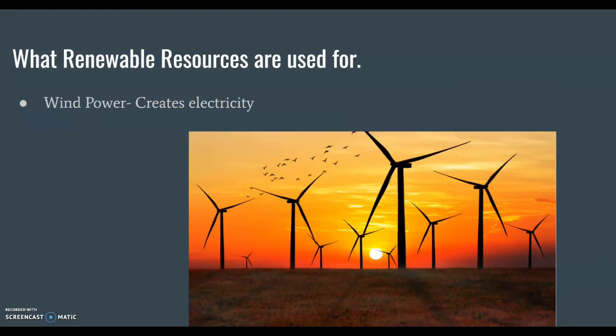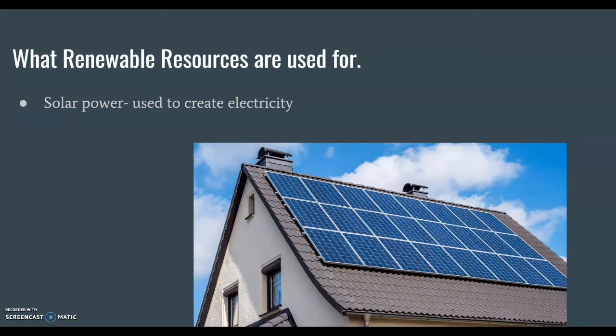Wind power also creates electricity. It's primarily used for homes and other buildings, and it can be stored to a power grid actually. And solar power creates electricity by converting the radiation from the sun to power the buildings that we live in.